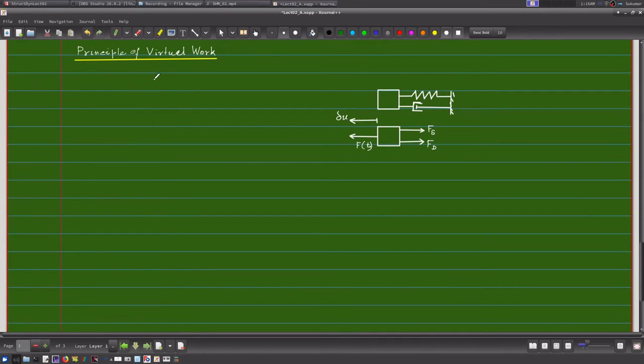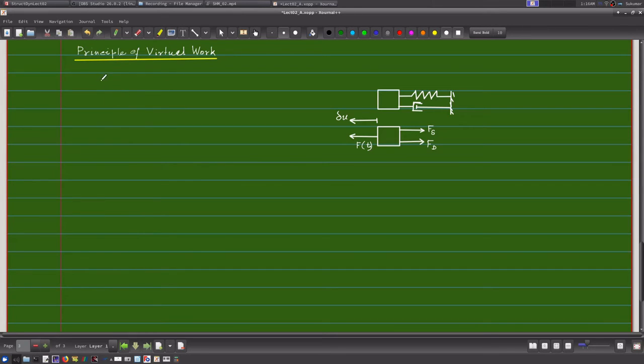Well, we also have another method of finding the equation of motion, or deriving the equation of motion, or formulating the equation of motion, and that is known as the principle of virtual work. You are already familiar with this principle.